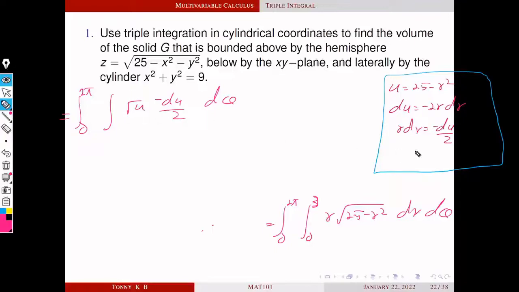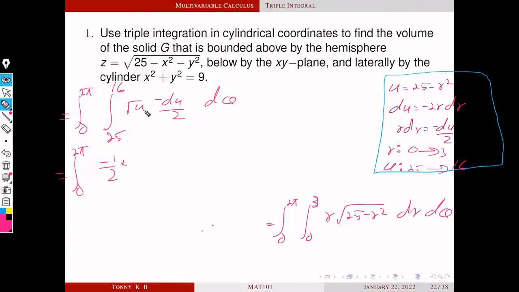And what is the limit of u? Okay, we know that r is varying from 0 to 3. So our u, what is u? u is 25 minus r square. When r equals 0, this becomes 25. Right. So the lower value is 25. And when r equals 3, this becomes 25 minus 3 square, 25 minus 9, that is 16. Okay. So u is varying from 25 to 16.